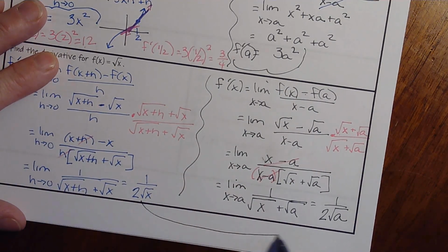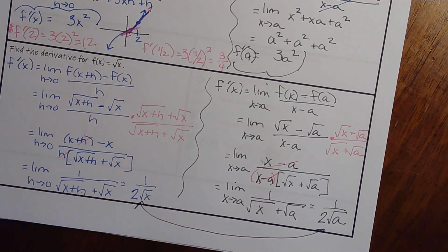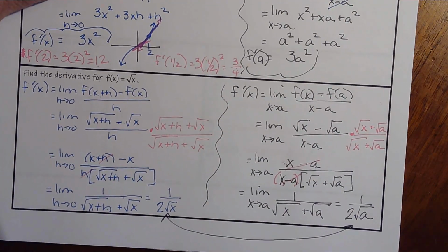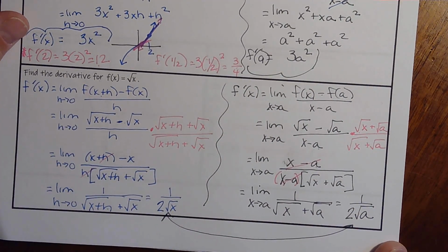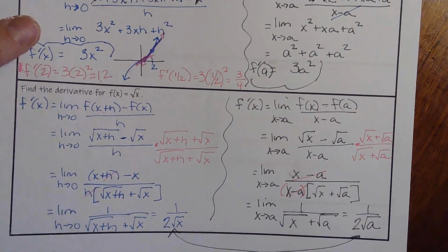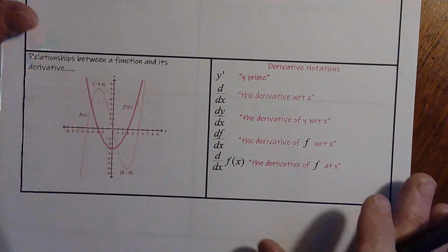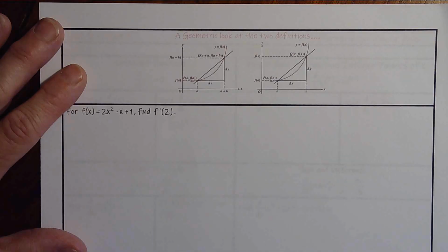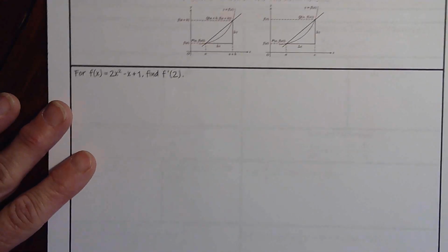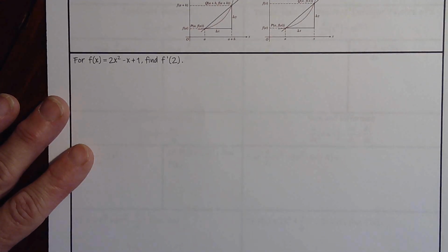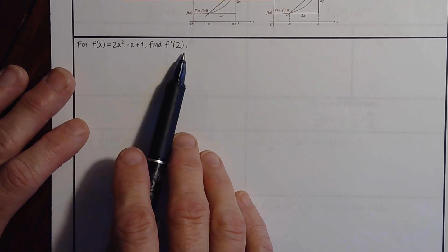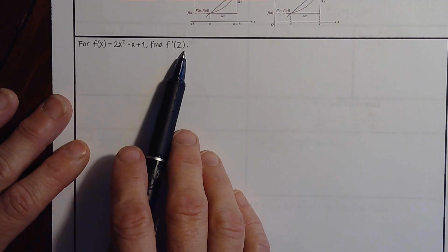So again, these two expressions are mostly identical. They are, for the most part, identical. So it's a matter of really getting comfortable with using these two definitions for finding the derivative, which of course is the slope. I don't necessarily want to talk about the geometric look at the two definitions. I don't think that's really necessary. But what I do want to do is, let's take one more example. And this time I want us to find f prime of 2.